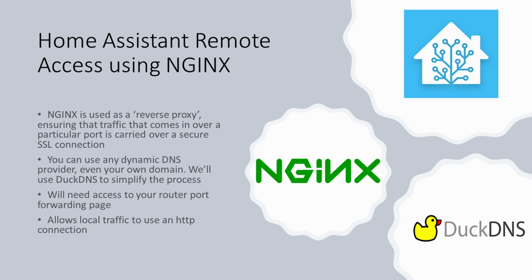In this video, we will set up remote access using NGINX. NGINX is used as a reverse proxy, protecting traffic over a secure SSL connection. You can use it with any dynamic DNS provider. We're using DuckDNS to keep things simple. You'll need access to your router configuration page to set up port forwarding. This method doesn't affect local access over HTTP, so you can still access Home Assistant as normal.